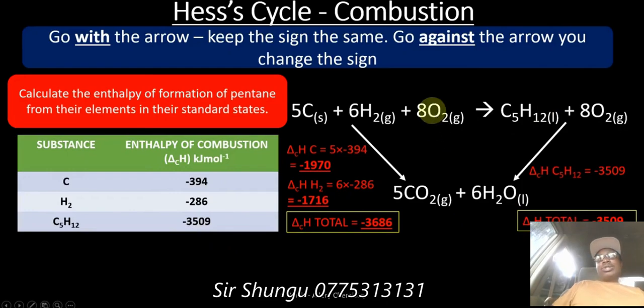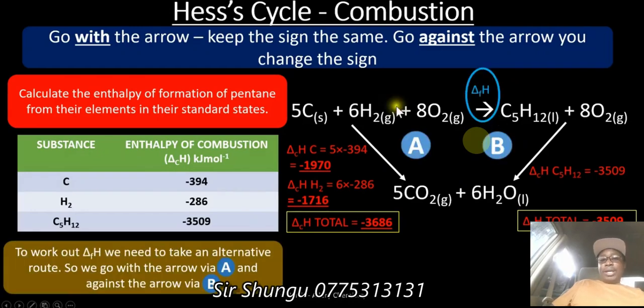So we now need to think as before that for us to get to this product, we can go via this route, this side here, and then this side. So we have to reverse this arrow here. And when we add these two, this should be equal to this energy change, which is in this case our enthalpy change of formation of pentane. So those are routes A and B. So we have to reverse B, so negative B.